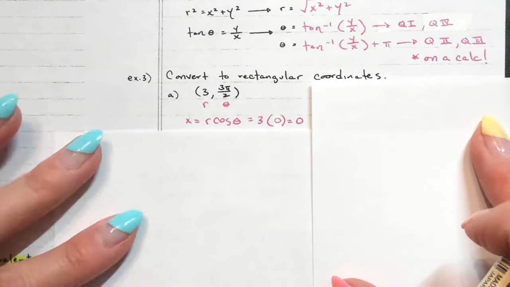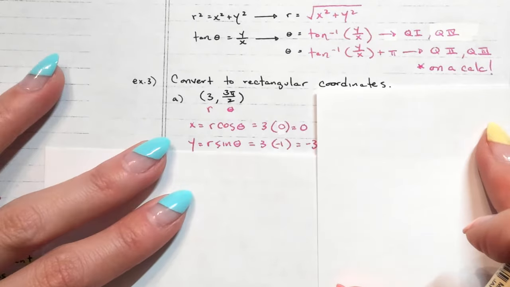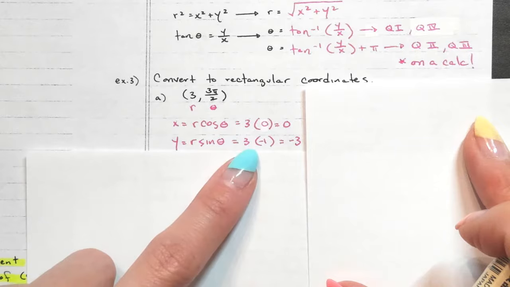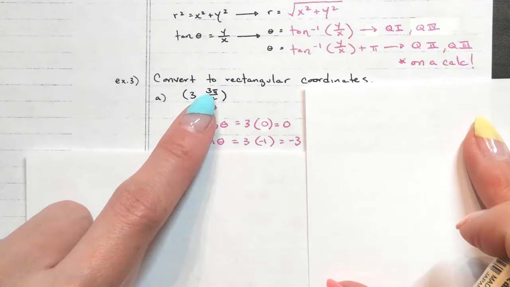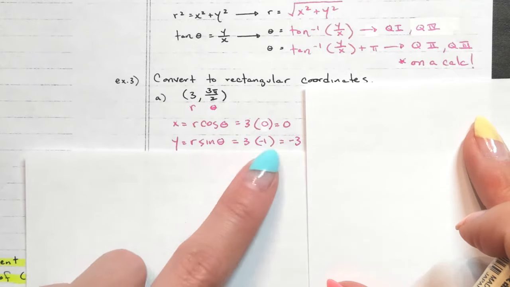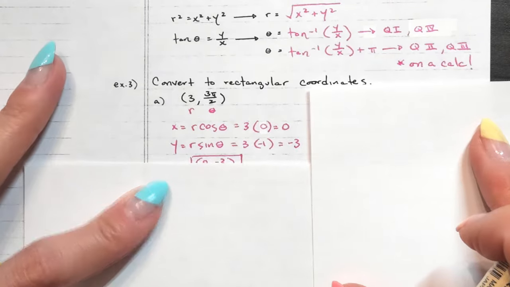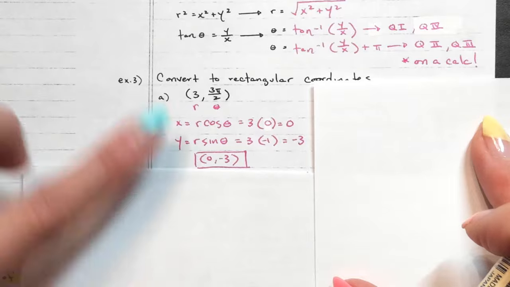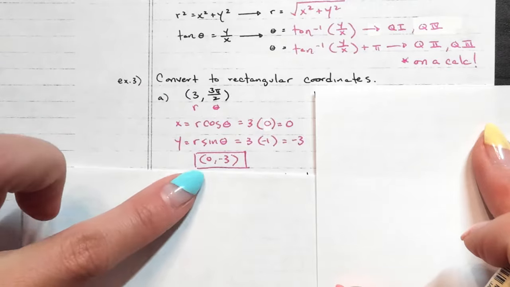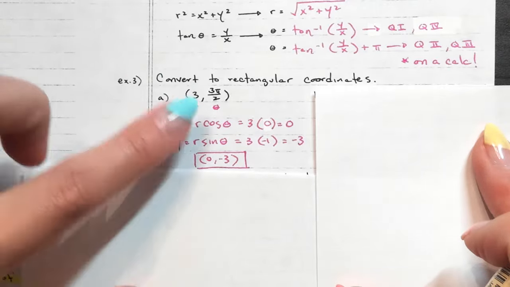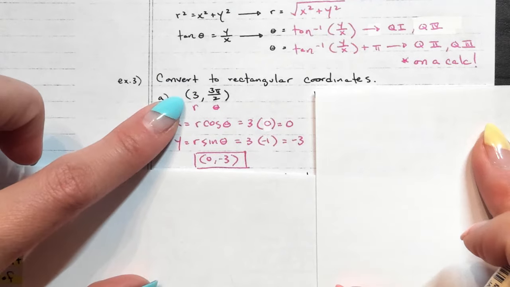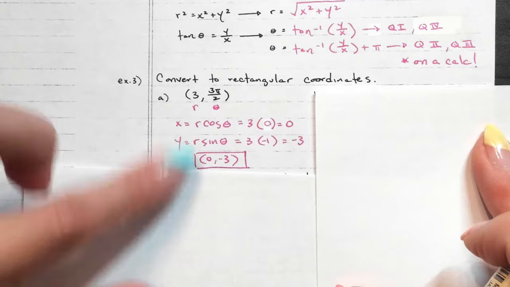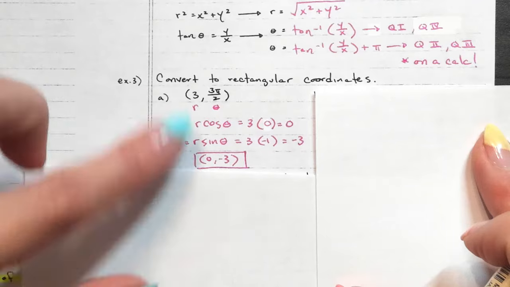Okay, now we're going to go ahead and solve for y. So r sine theta, r is 3. Sine of 3 pi over 2 is negative 1. So you multiply, you get negative 3. Your xy coordinates that match exactly your polar coordinates are 0, negative 3. So if you graph this on a polar plane versus an xy plane, it's in exactly the same spot.